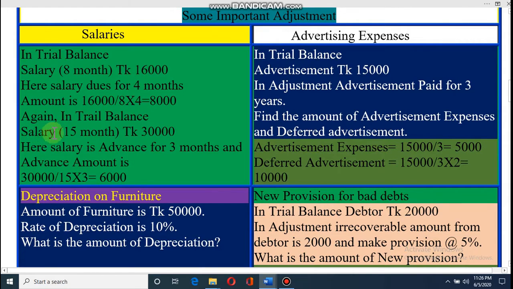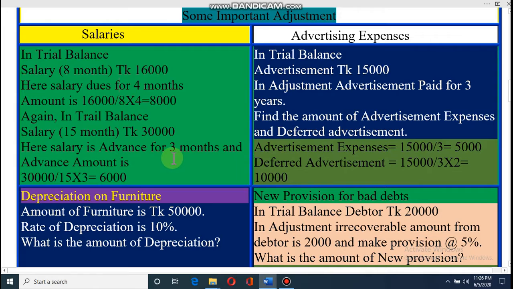Again salary. Salary 15 month is given in the trial balance. What will happen now? Look here, it was 8 months, and that time I told you it is 4 months due. Now it is 15 months. Again you know that 1 year equals 12 months. That means 15 months means advance for 3 months. If it is 14 months, that means advance for 2 months. If it is 18 months, then it is advance for 6 months. Dear student, I hope you understand. Then how can you find out the advance salary?